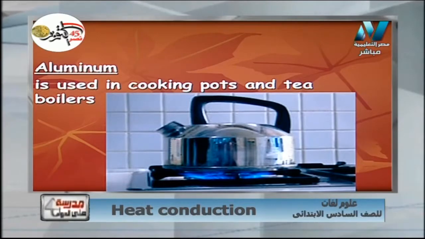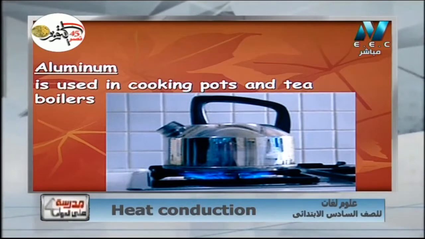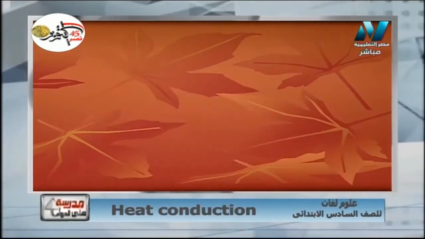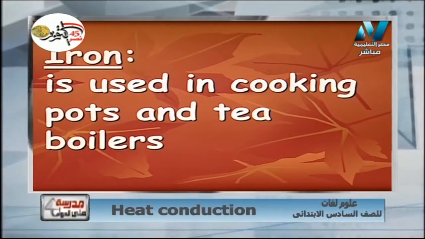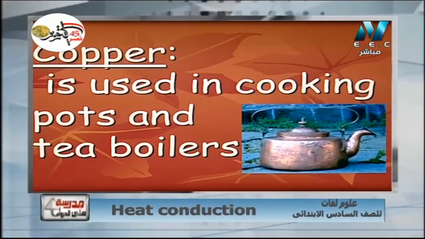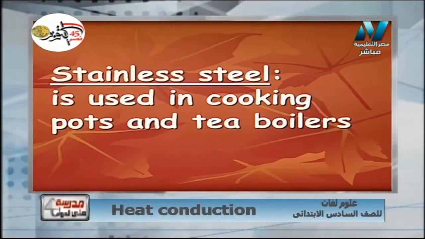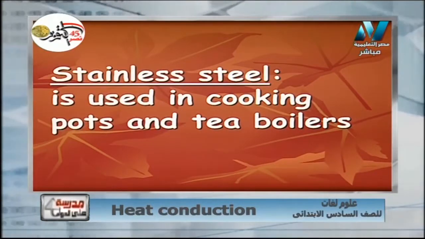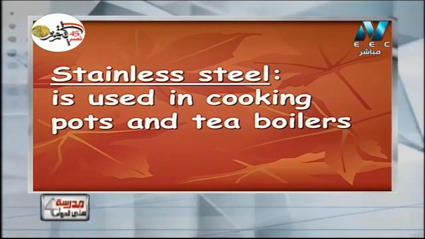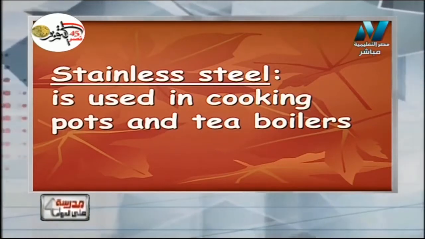طبعا سؤال سهل جدا لو جالنا في الجيف ريزون بيقول لي ليه بستخدم الألمنيوم in tea boiler and cooking pots? Because they are good conductors of heat. And iron is used in cooking pots and tea boiler, and also copper also is used in cooking pots and tea boiler. All of them are good conductor of heat. So what about the stainless steel? Also is used as them in cooking pots and tea boiler. يبقى كل الجود كوندكتور هستخدمهم في الكوكينج بوتس وكمان التي بولر يعني براد الشاي او غلاية الشاي.